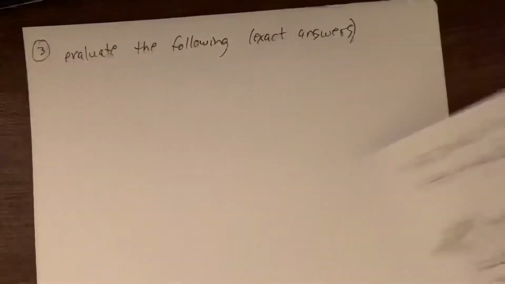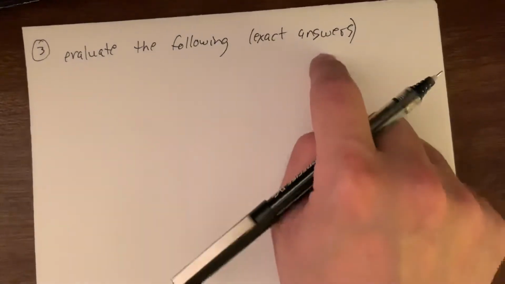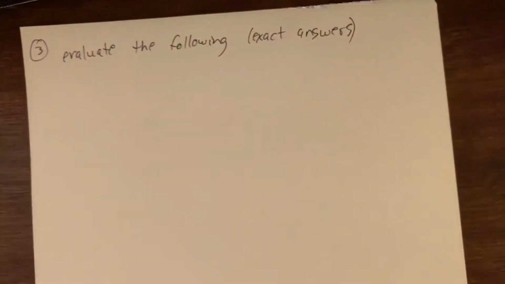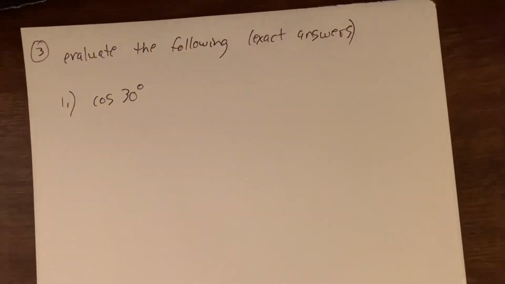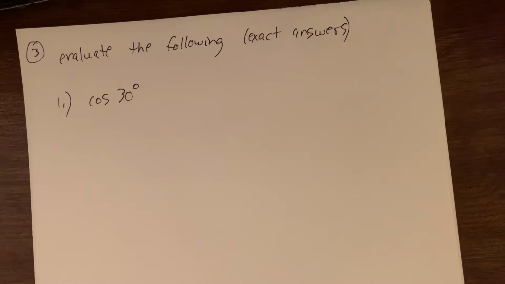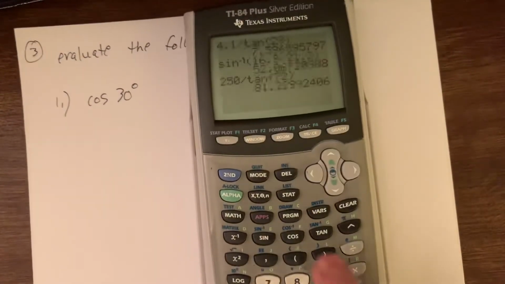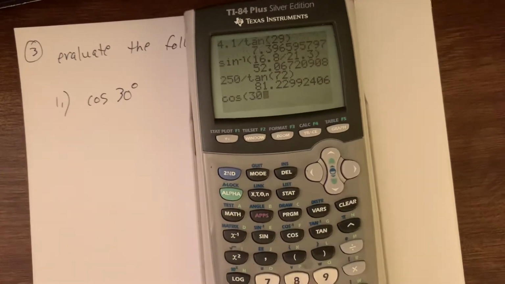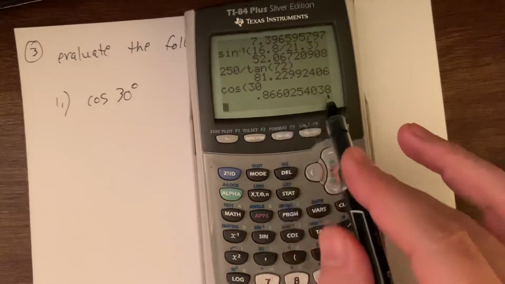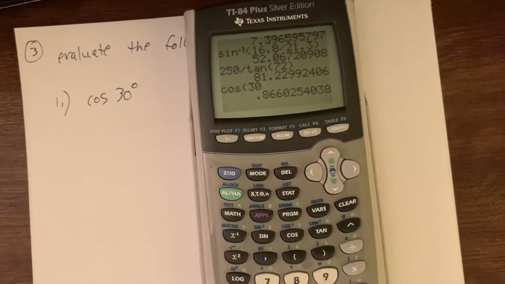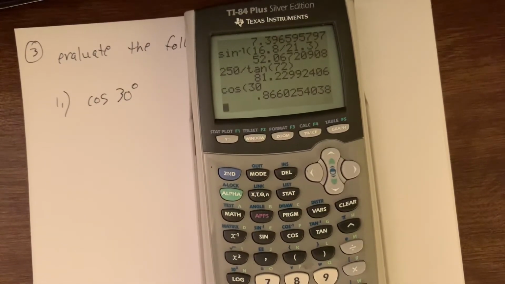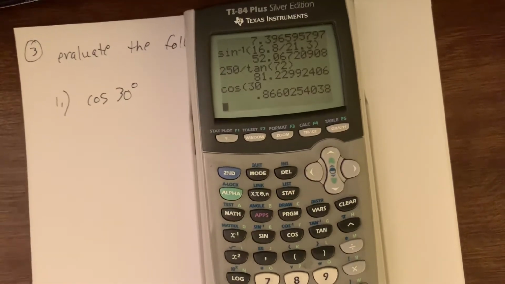So let's start nice. Evaluate the following, exact answers only. Let's start super simple. Number 1, cosine of 30 degrees. If you pull out your calculator, this is what I keep talking about. If you pull out your calculator and say, oh, that's easy, cosine 30, hit enter, that's not an exact answer. That's an ugly decimal. It keeps going on. You're going to round off somewhere, making it an approximate, a rounded value, not an exact.